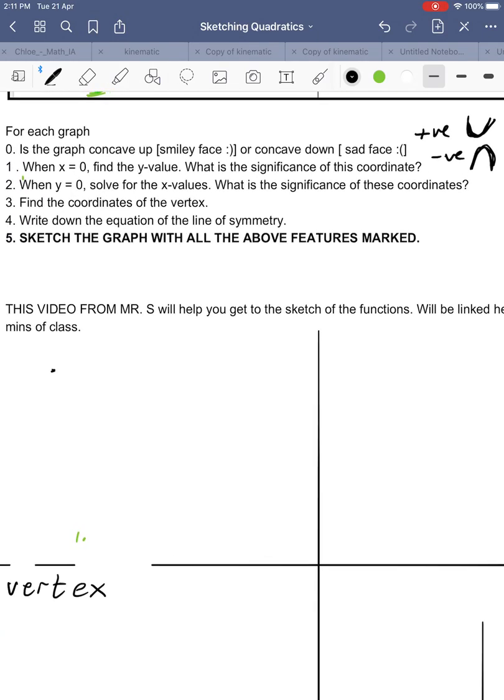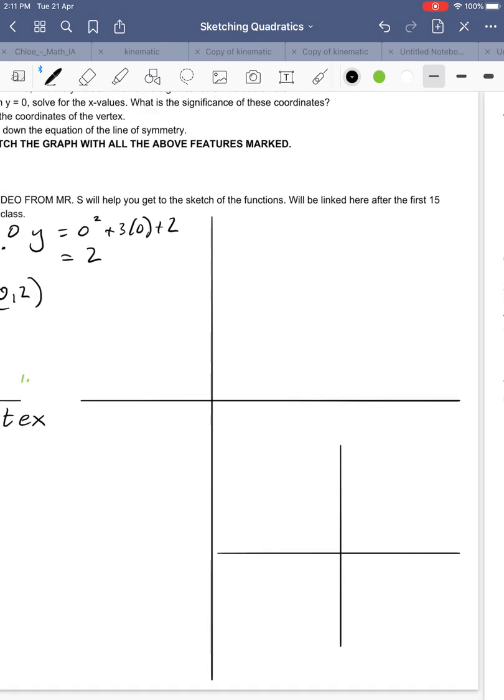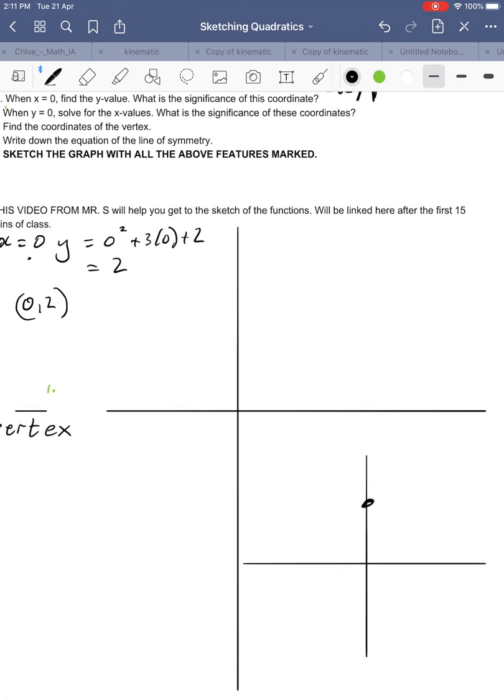Okay, and when x equals 0, find the y value. So if x equals 0, y equals 0 squared plus 3 times 0 plus 2, which equals 2. So the coordinate is (0, 2). And when we put it on our graph here, (0, 2), I just put the y value there because I know the x value is 0. That's just the y-intercept. So when we're doing that, we're actually finding the y-intercept.